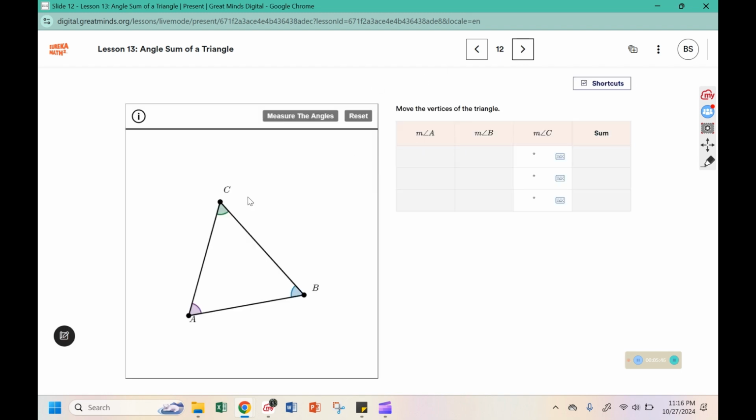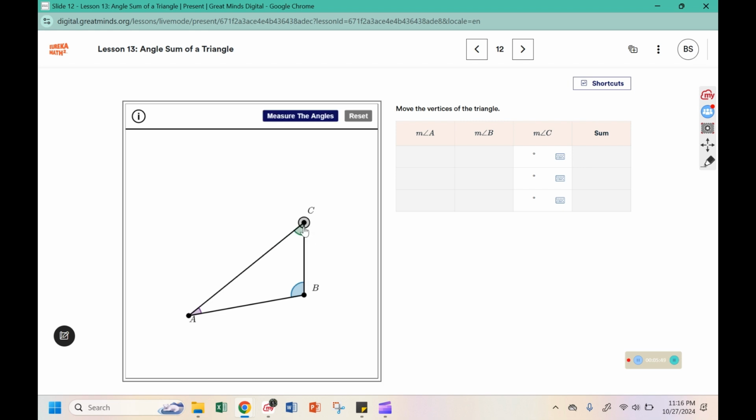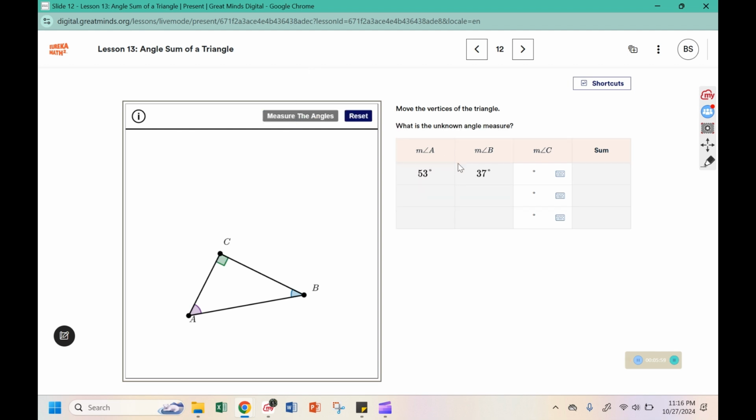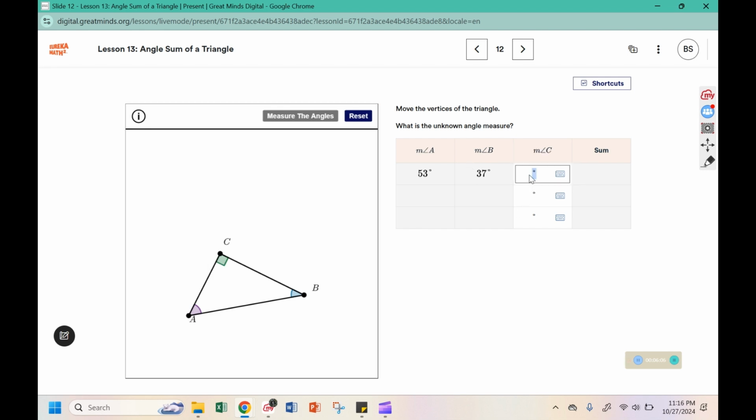For this one, we get to move the vertices of the triangle around, and we'll click on Measure to measure these angles. Oh, there's a right angle. Let's try that one. I have a 53, a 37, and I made angle C a 90-degree angle, so we can type in 90 here. And the sum pops up to be 180.